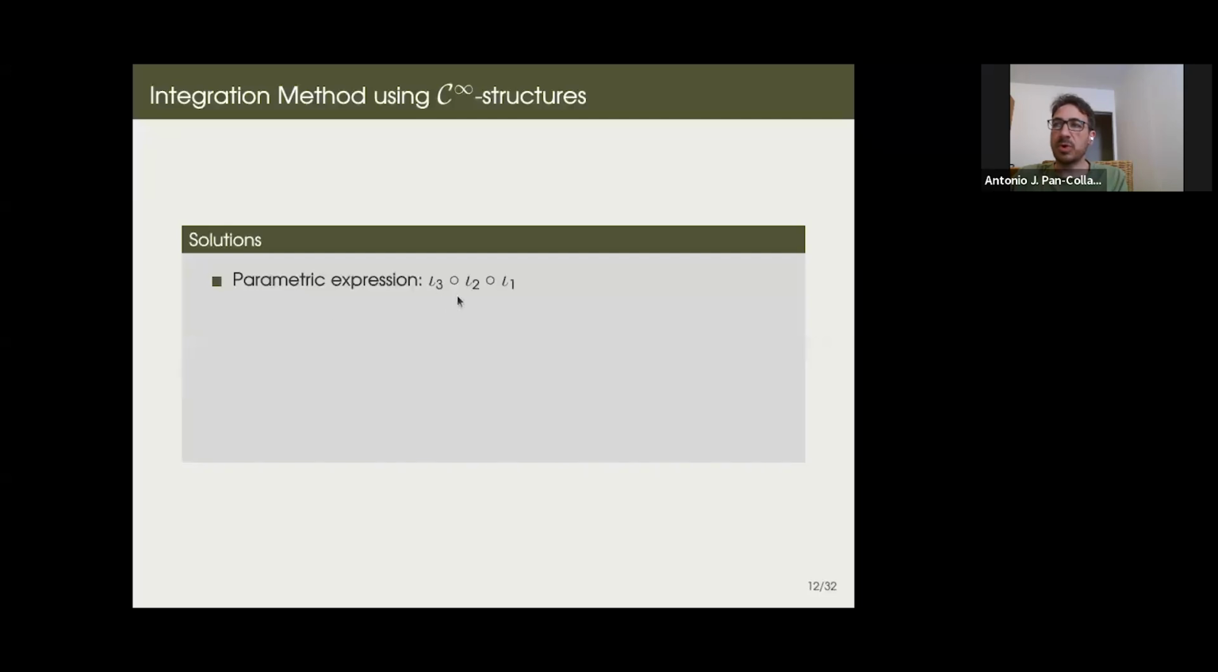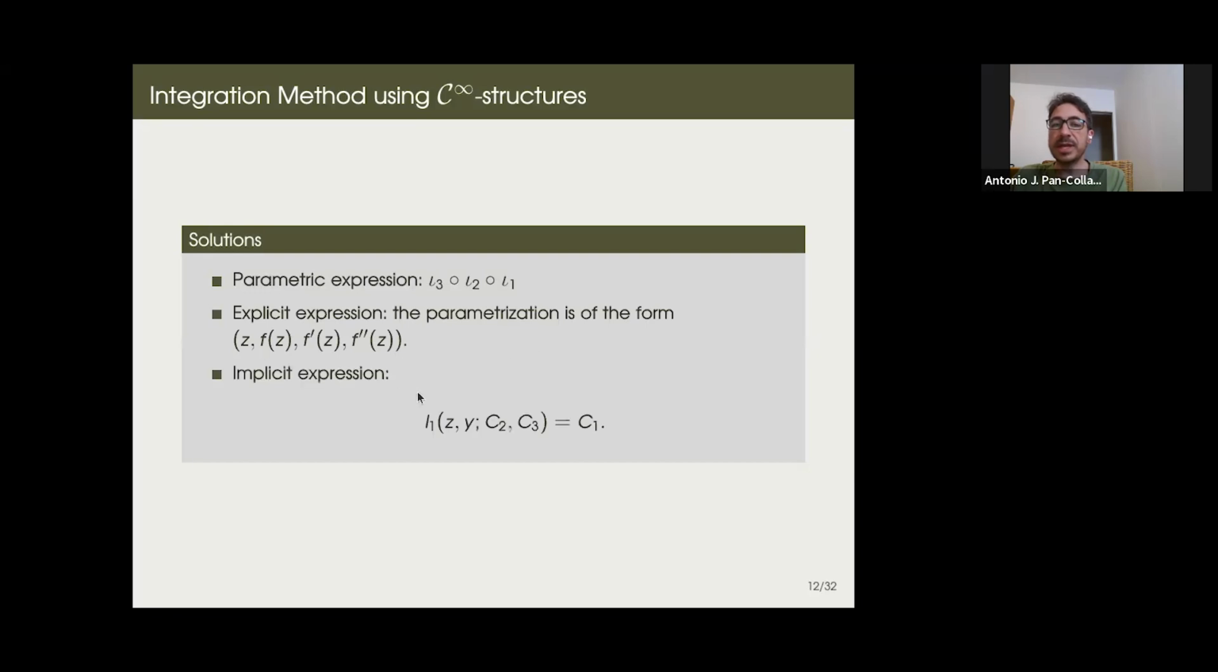Indeed, when we have this parametric expression, we have something of this form, z, f, f prime, f second, where f is the solution. But anyway, the last expression, I1 equals C1, is an implicit expression for the solution, involving only the variables z and y. And of course, the parameters C1, C2, C3, which are the parameters of the general solution of the ODE.